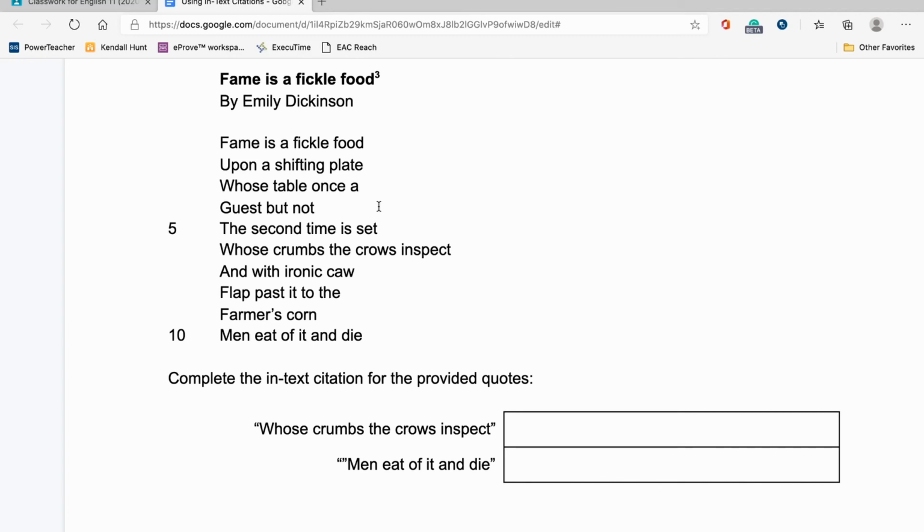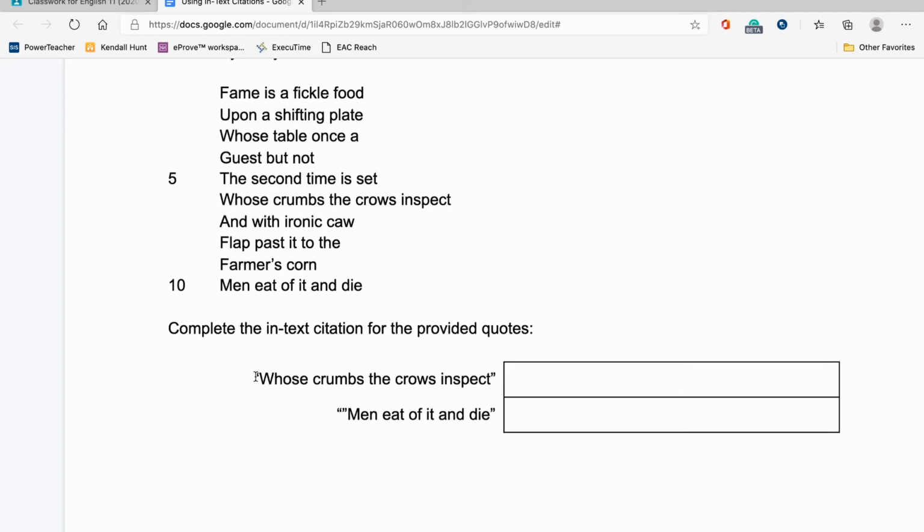That's real uplifting, right? Okay, so if you wanted to quote this line right here, whose crumbs the crows inspect, you would go find it. Okay, which number is it? That's 5. So that would be 6. And you would do this. You would go, all right, so this is Dickinson, comma, line 6, boom, just like that.